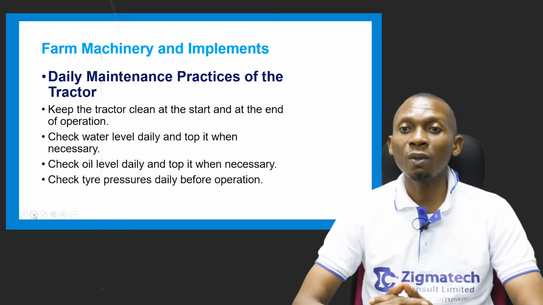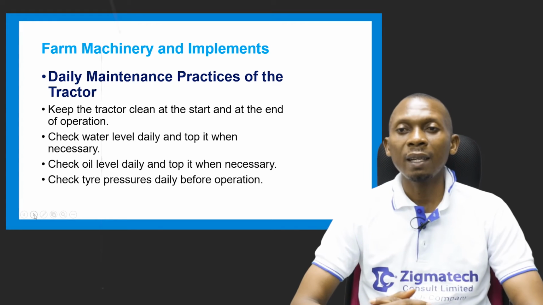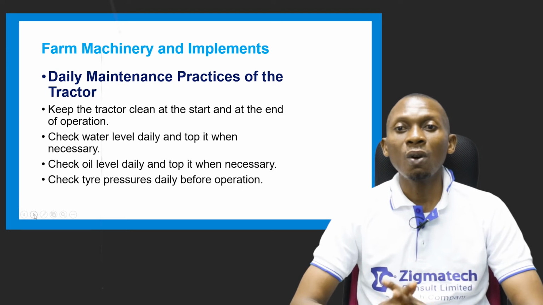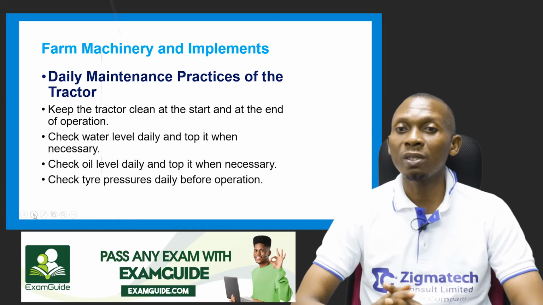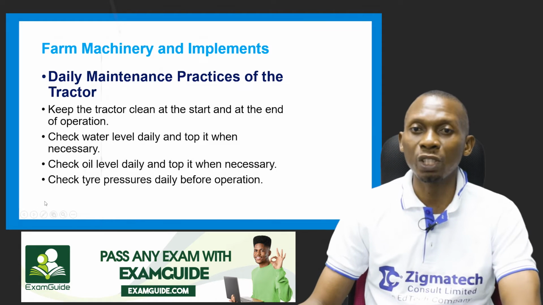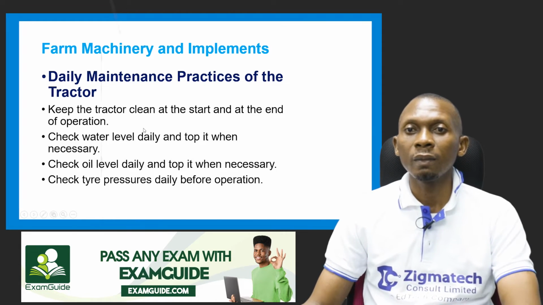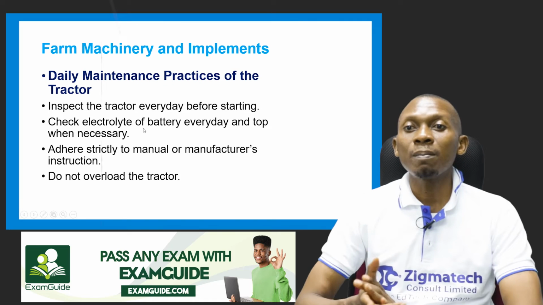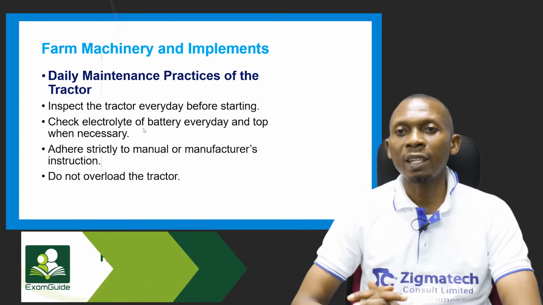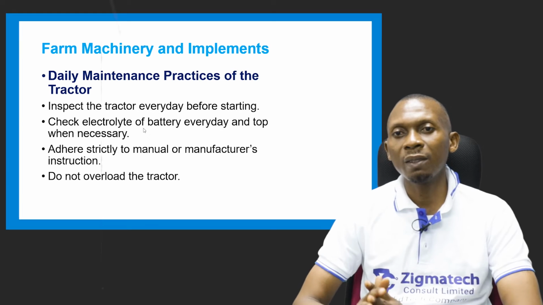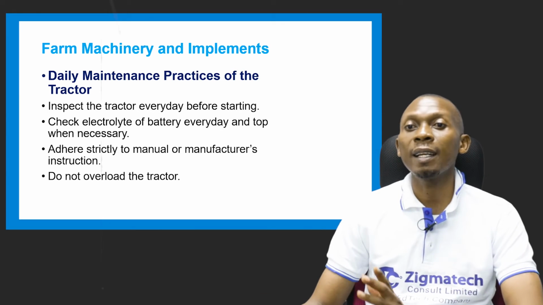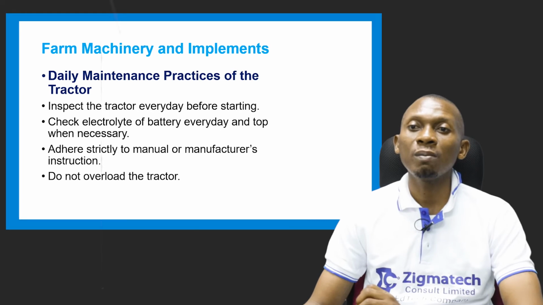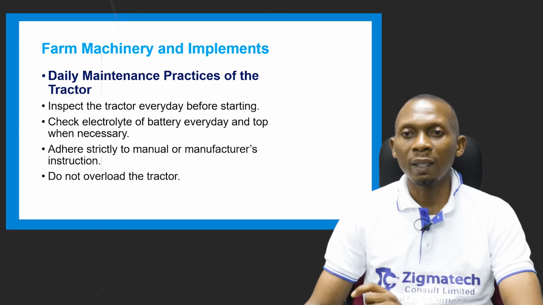You also need to check the water level daily and to top it up when necessary. The oil level also needs to be checked daily and topped up when necessary. The tires too, the tire pressure needs to be checked daily before operation. You should also inspect the tractor daily before you start. Just take a good look at the tractor, look around to see if everything is in order before you start making use of it. The electrolyte of the battery also needs to be checked daily and topped up when necessary.